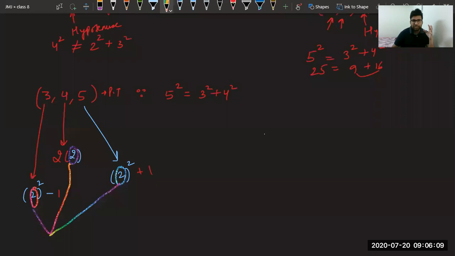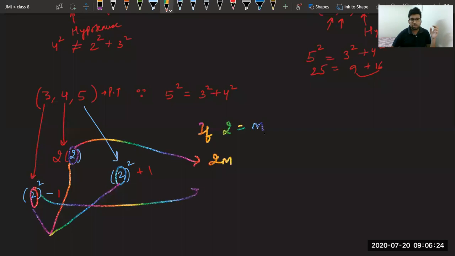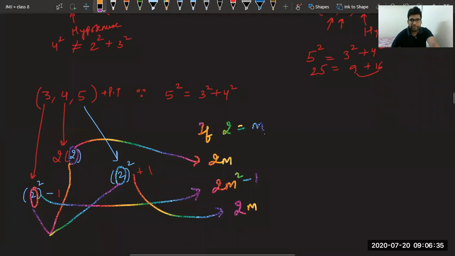So I can say, if I take 2 as m, this is 2m, this is m squared minus 1, and this is m squared plus 1. Sorry, one second. Let me write this. It is only m squared minus 1, and this is m squared plus 1.